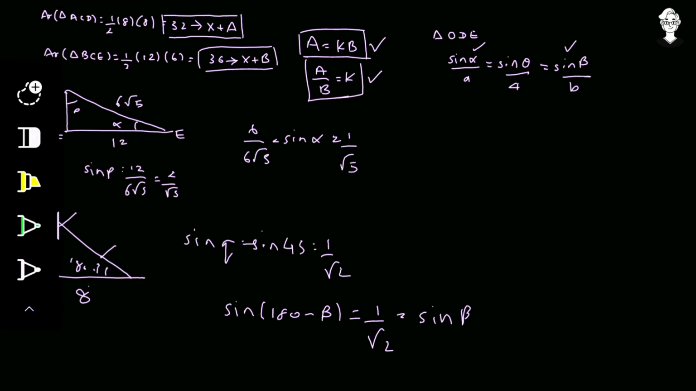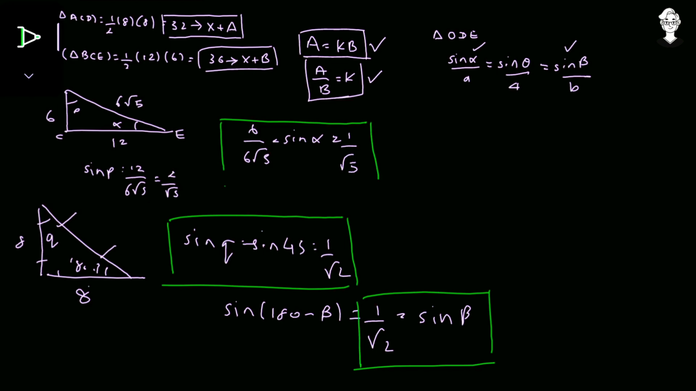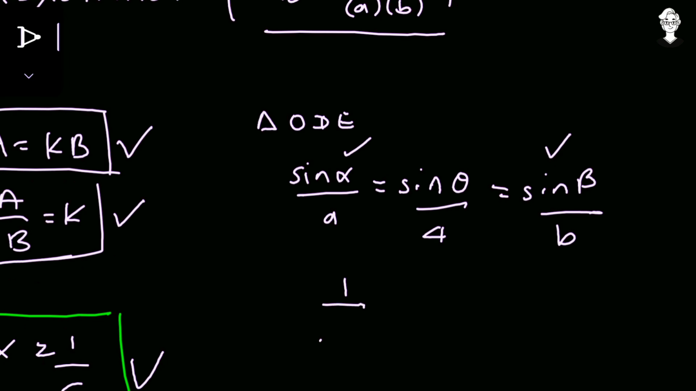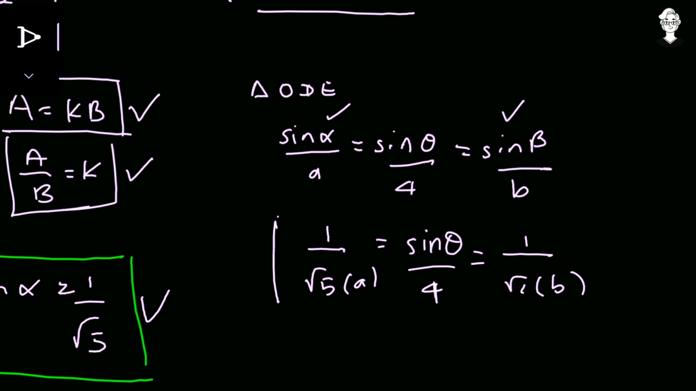So writing all of them together, here we have the value of sine of q, here we have the value of sine of alpha, here we have the sine of p. So all these things will be utilized over there. Here we need sine alpha and sine beta, so putting their values: sine alpha is 1 upon square root of 5 times a, that's equal to sine of theta upon 4 as it is, and that's equal to sine of beta, whose value is 1 upon square root of 2 times b. So this is the first equality we obtained.